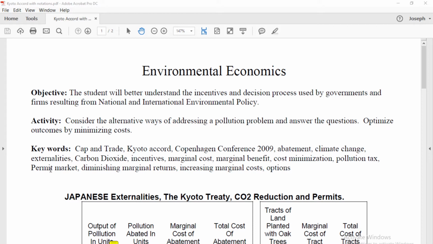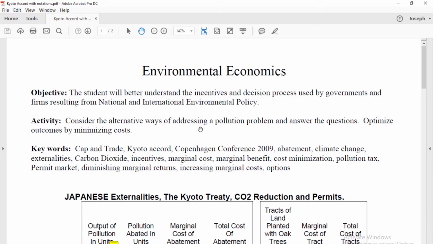And instead of being incentivized to, say, cut down its rainforests or to take on a very noxious, pollution-causing plant of some sort, which it's currently incentivized to do, instead it's incentivized to stay clean, and that nation's cleanliness is rewarding to itself. That kind of change in the incentive structure is what the permit market is all about. We're also looking at diminishing marginal returns, increasing marginal costs, and options.